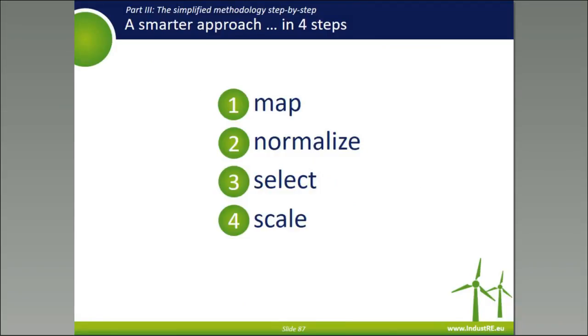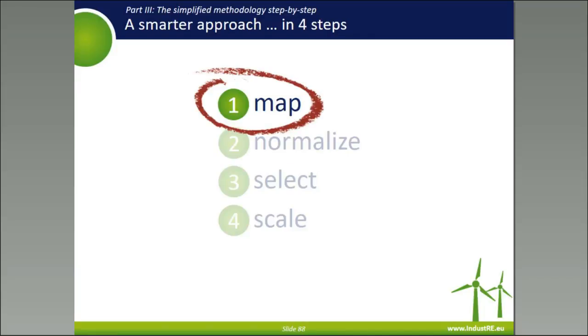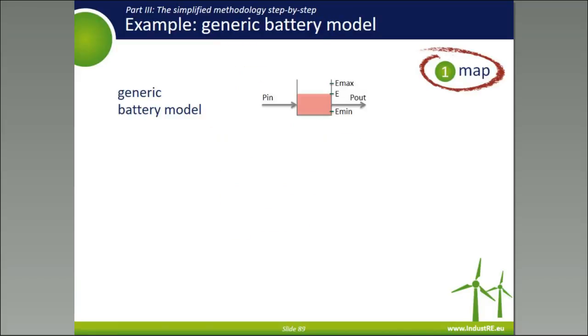The approach we are presenting is an approach in 4 steps. They are called mapping, normalization, selecting, and scaling. You don't know yet what that means, but that will come step by step when I explain it to you. The first one is the mapping step. I've drawn here a very, very simplistic way of thinking about the battery. You can see the battery as a box of energy. You put power in, and the energy level increases. You take power out, and the energy level decreases. Very simplistic. And you can mathematically describe that very easily.